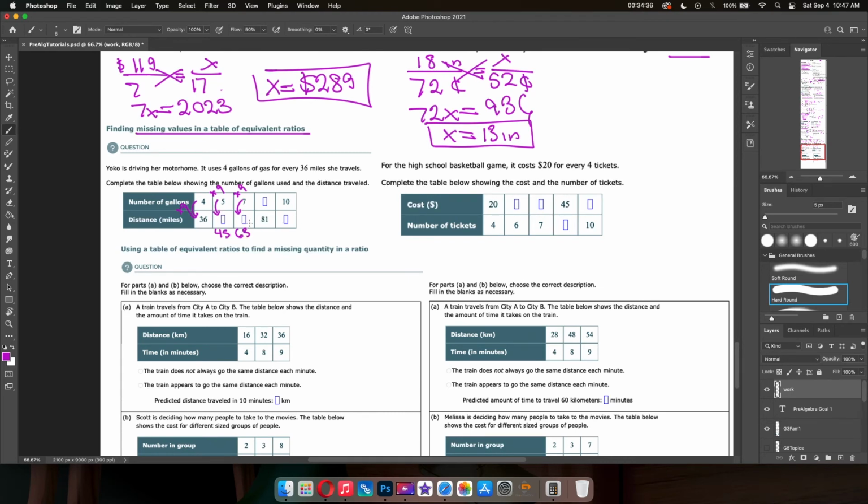Now here I'm doing the reverse. Instead of pushing down, I'm pushing up. So I have to do the reverse operation. Instead of multiplying by 9, I'm dividing by 9. 81 divided by 9 is 9. And then over here, I'm pushing down, so I'm multiplying. So 10 times 9, this answer will be 90.